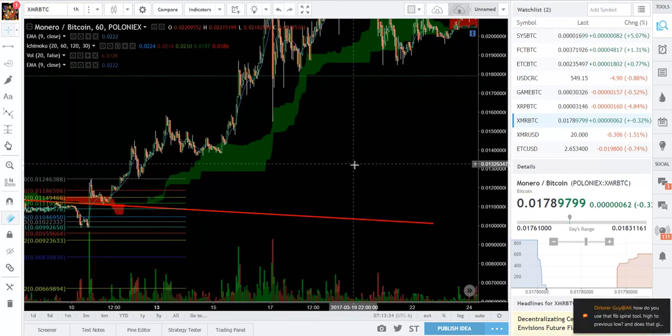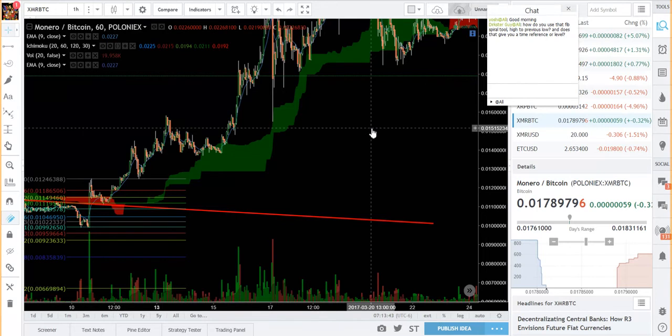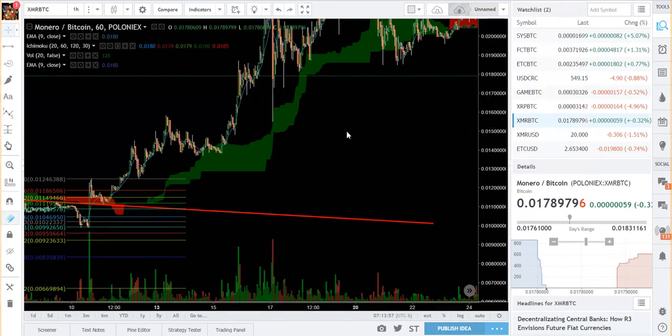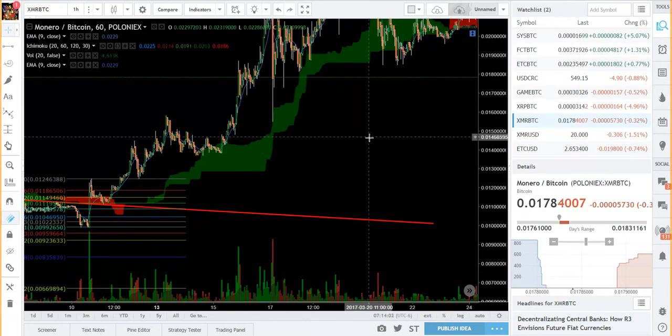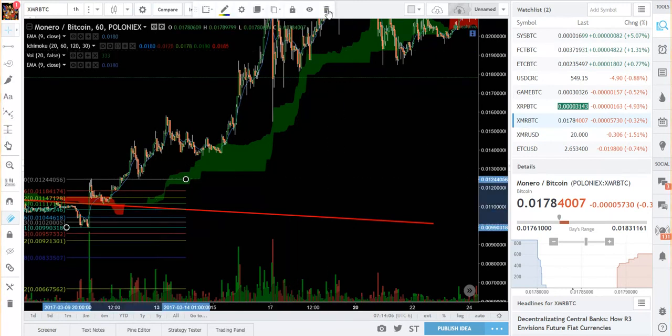Okay? How do you use the Fib spiral tool? High to previous low. Let me look at that question. How to use that Fib spiral tool? High to previous low. And does that give you a time reference on level? It depends on which wave you're measuring. Yeah, you would take it from high to previous low, exactly. And then it kind of gives you a roundabout idea, if that makes sense.